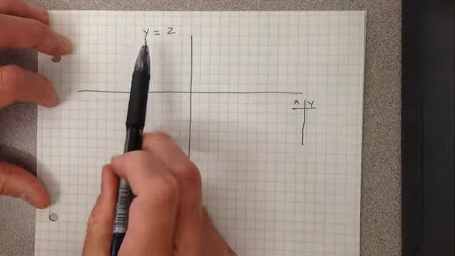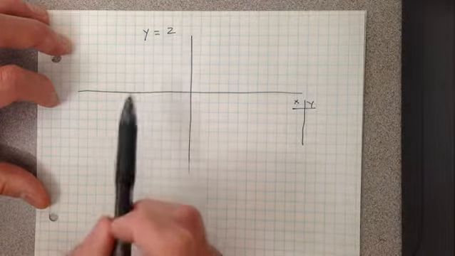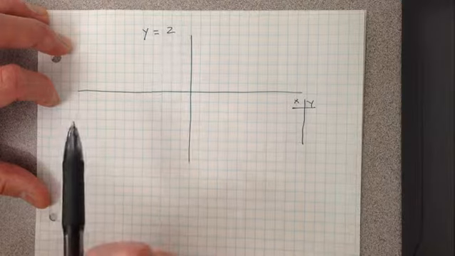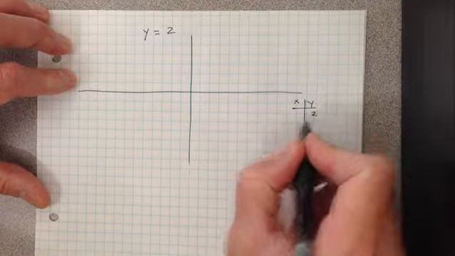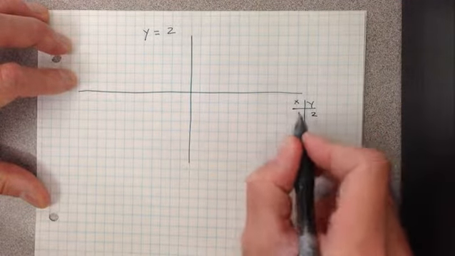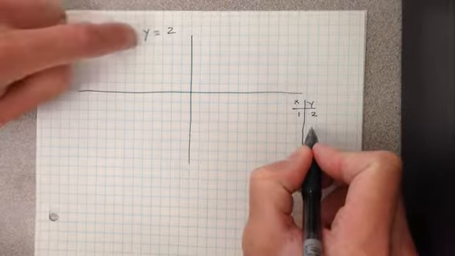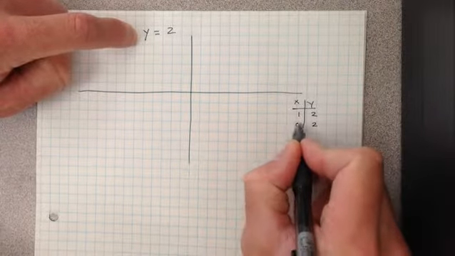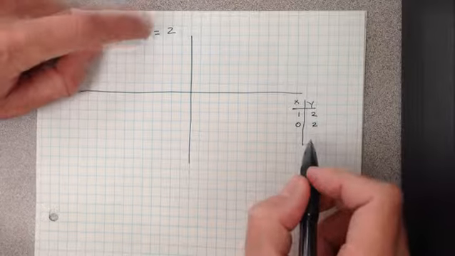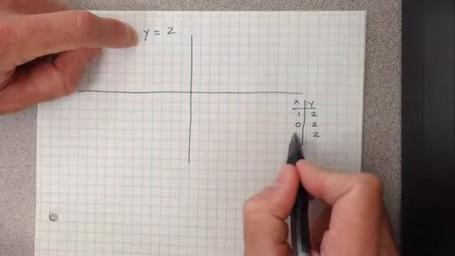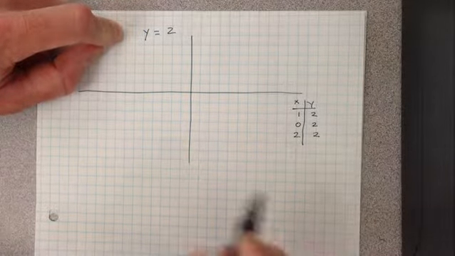This tells us what y is. It says y is 2. So you can make y 2, and then you can make x whatever you'd like. Let's say 1. Well, what does y need to be? It needs to be 2. You can make x anything you'd like, and you can plot those points.